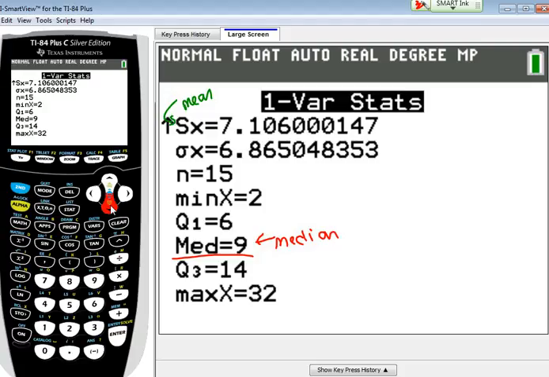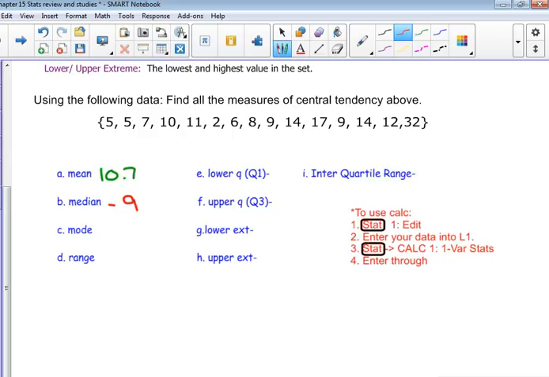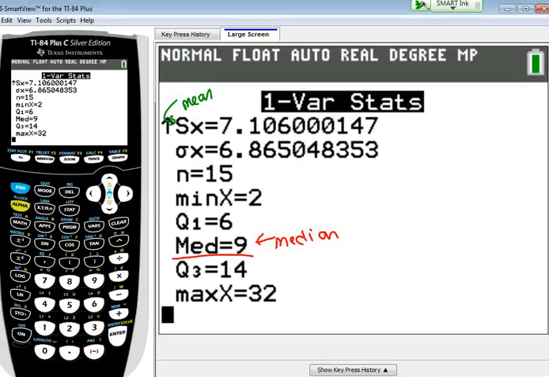So again, you didn't even have to organize your list. It will do it all for you. So median is going to be 9. Now, the one thing it doesn't do, it does not give us the mode. If you try to arrow down, it can't find it.